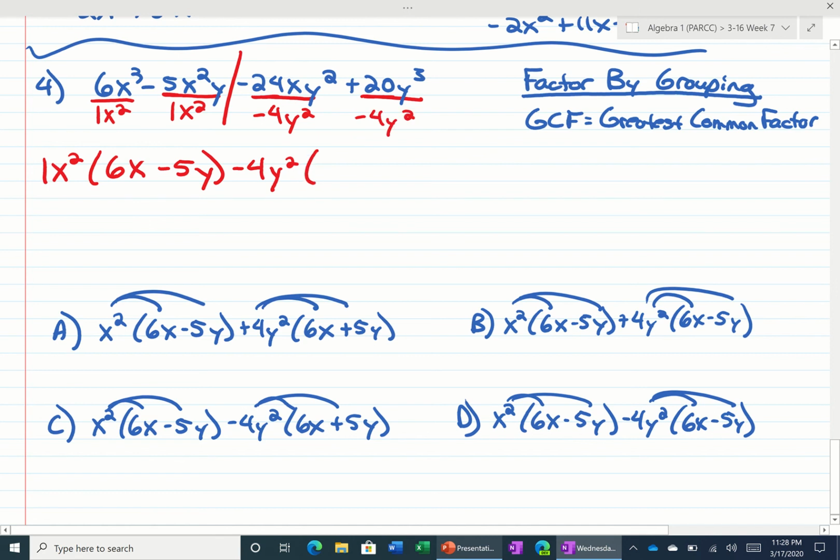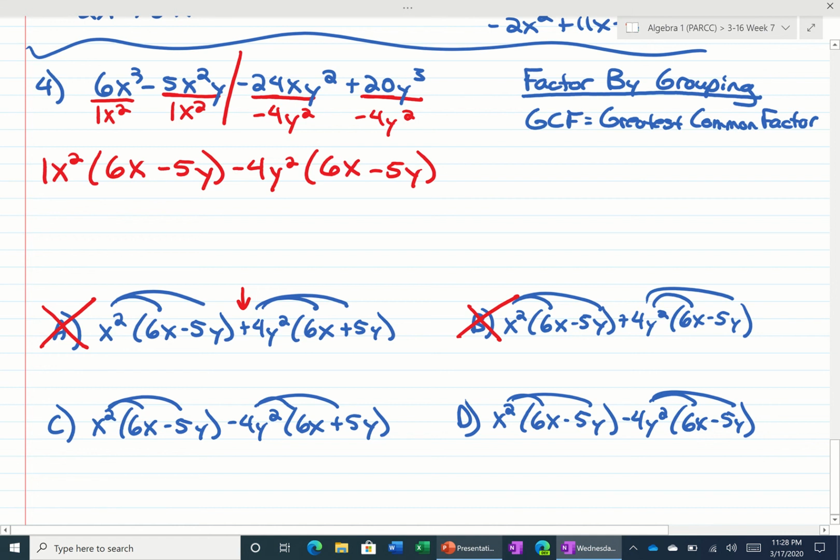And negative 24 divided by negative 4 would be 6x. 20 divided by negative 4 is negative 5y. So let's see what answer choice looks like this. This one has a positive, so there's no way that could be correct. We have to have negative 4y squared, so this one can't be correct either.